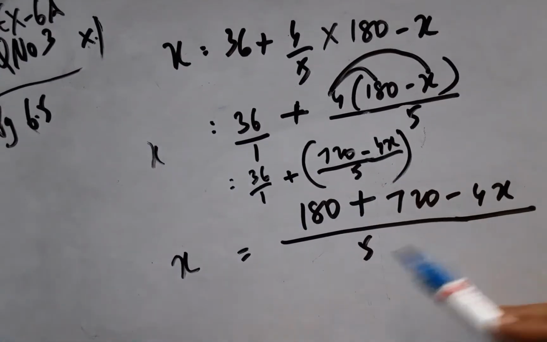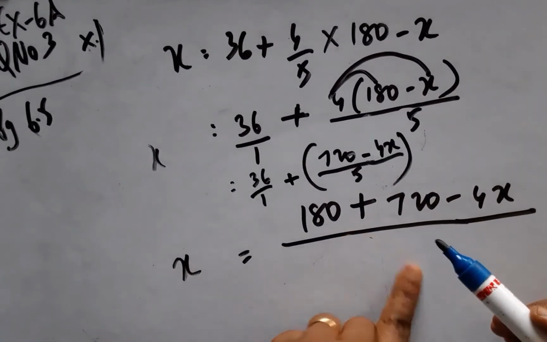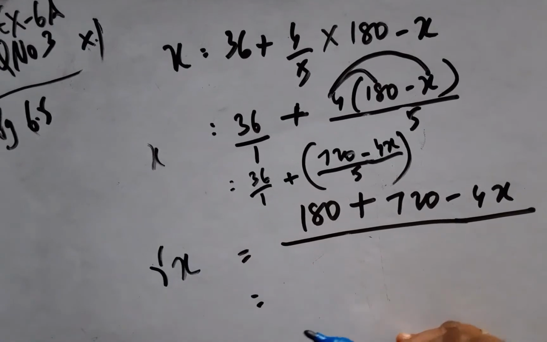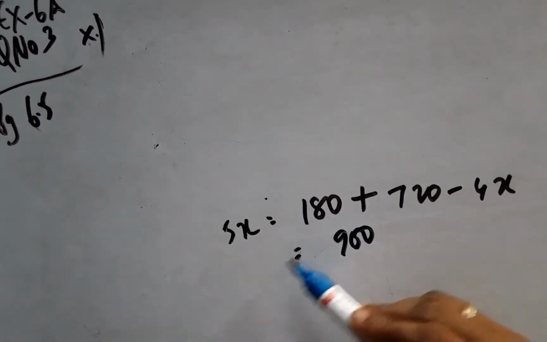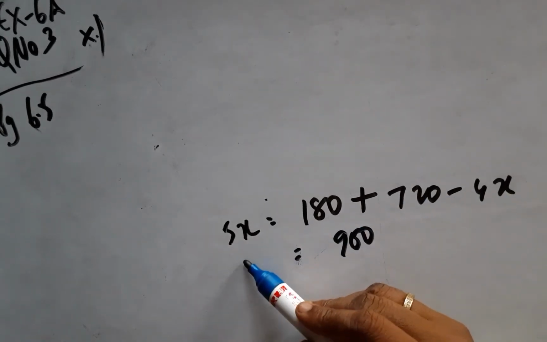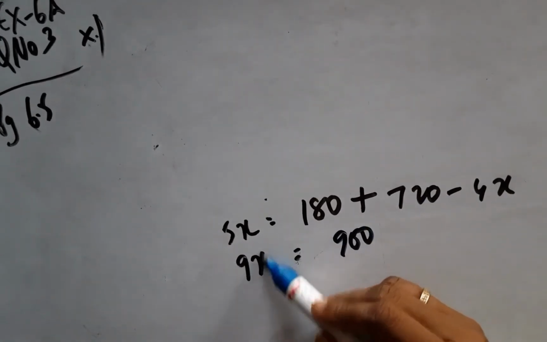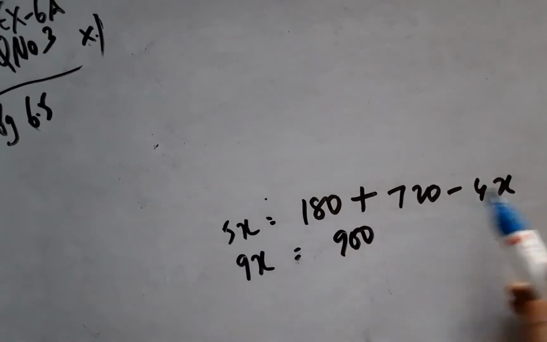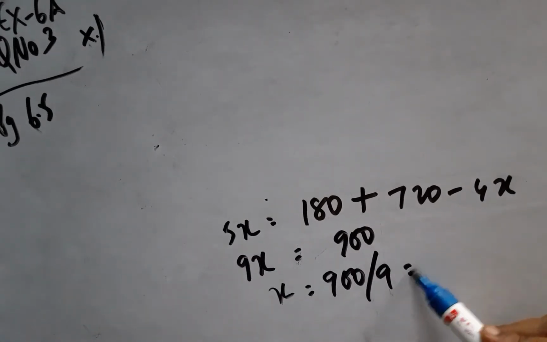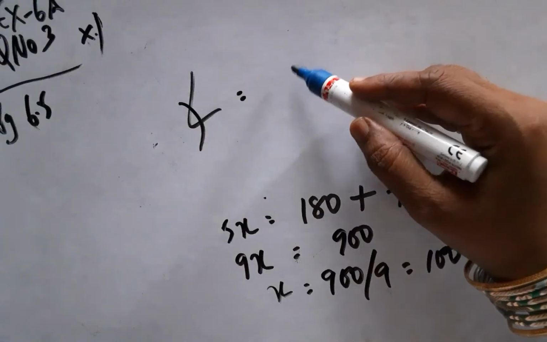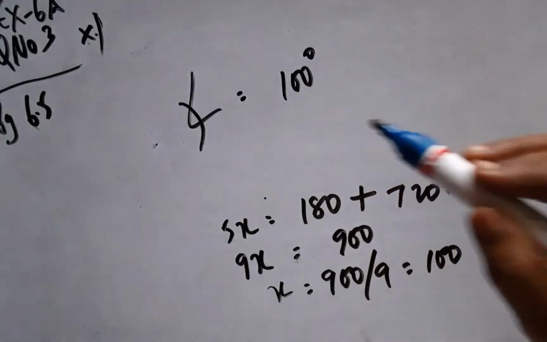And after LCM, this 5 goes this way, and this becomes 5x, and simple addition gives me 900. From this, minus goes this way, it will be plus, and it will be 9x. Once this moves here, it is 5x plus 4x, and now my x is nothing but 100. So the answer is 100 degrees.